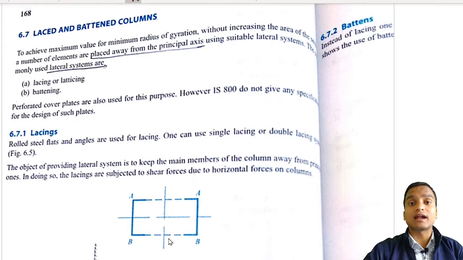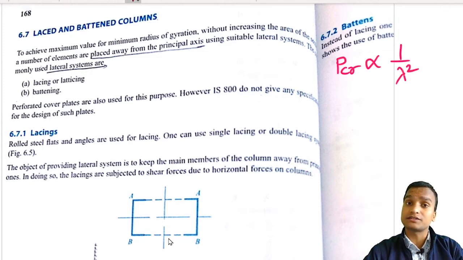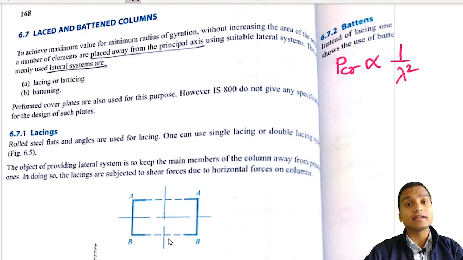Because we know that buckling load, PCR, is inversely proportional to the slenderness ratio squared. We want that our column would not buckle very easily, isn't it? Our columns should not buckle very easily, so that's why we go from simple sections to compound sections. In a compound section we want our buckling load value, PCR, to be very high. So for that, slenderness ratio has to be really less.